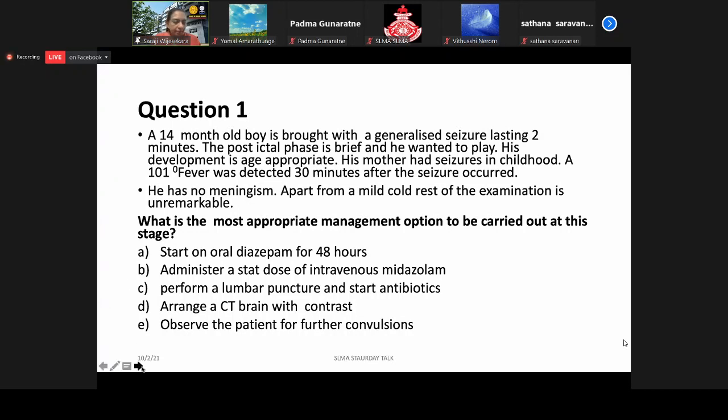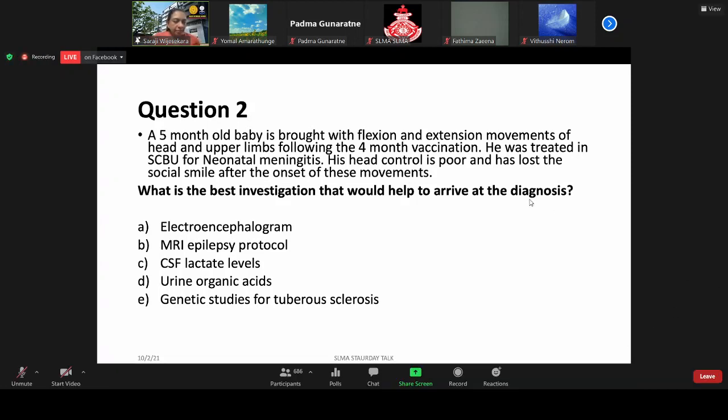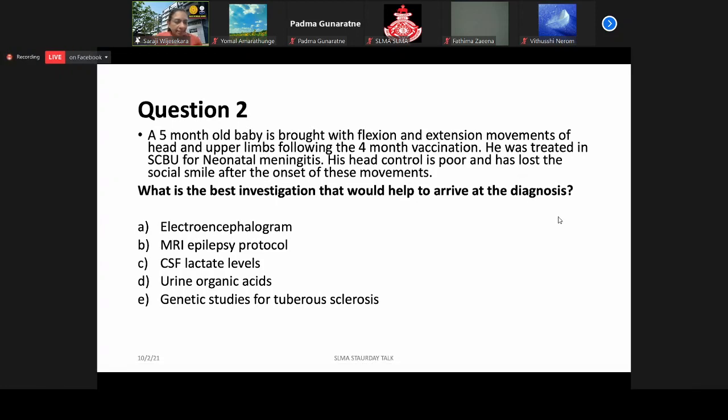So let's move on to the next question. A 5-month-old baby is brought with flexion movements and extension movements of the head and upper limbs, and he was in the SCBU for neonatal meningitis. What is the best investigation now to arrive at the diagnosis? Electroencephalogram, the EEG, MRI epilepsy protocol, CSF lactate levels, urine organic acids, or genetic studies for tuberous sclerosis.